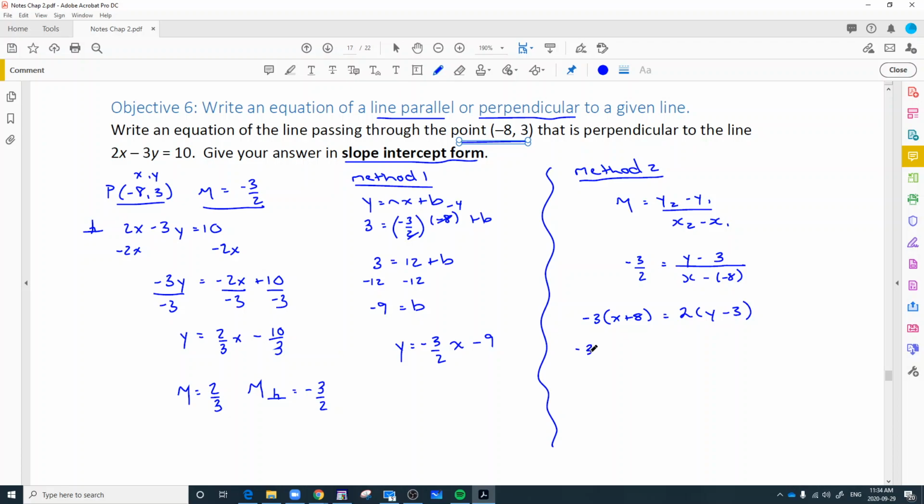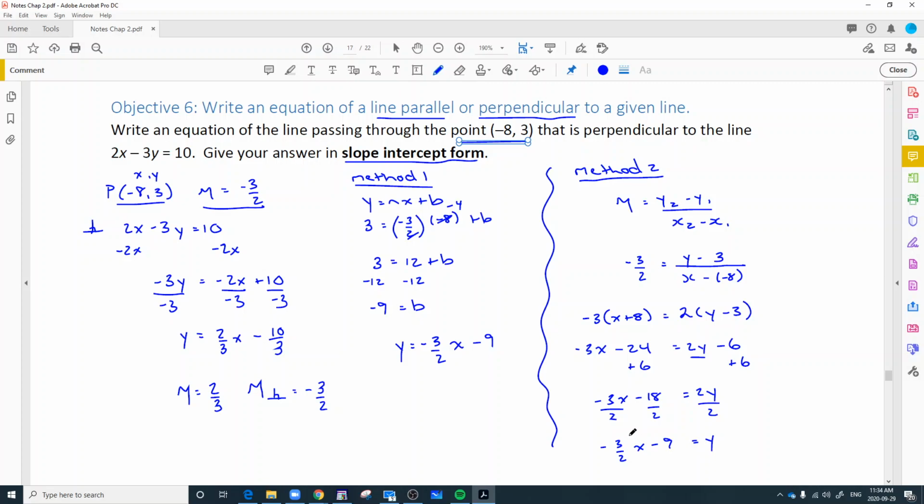Then we distribute -3x minus 24 equals 2y minus 6. And then it says to put it in slope-intercept form. So you're going to solve for y. So I'm going to add 6. I get -3x minus 18 is equal to 2y. And then I'm going to divide everything by 2. And I end up with -3/2 x minus 9.